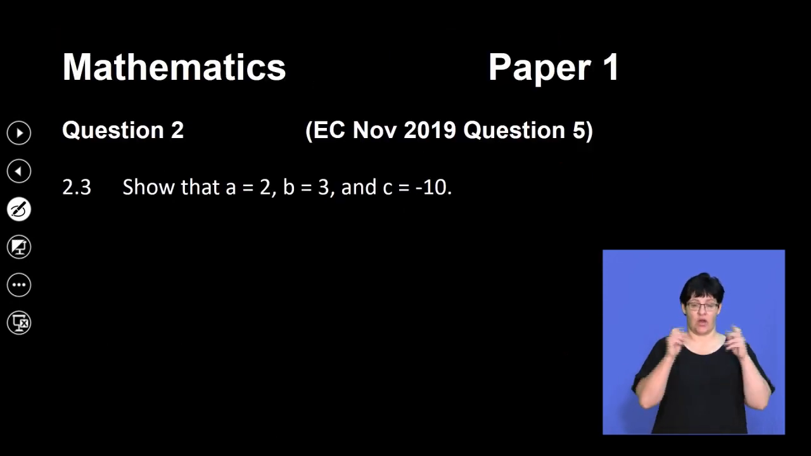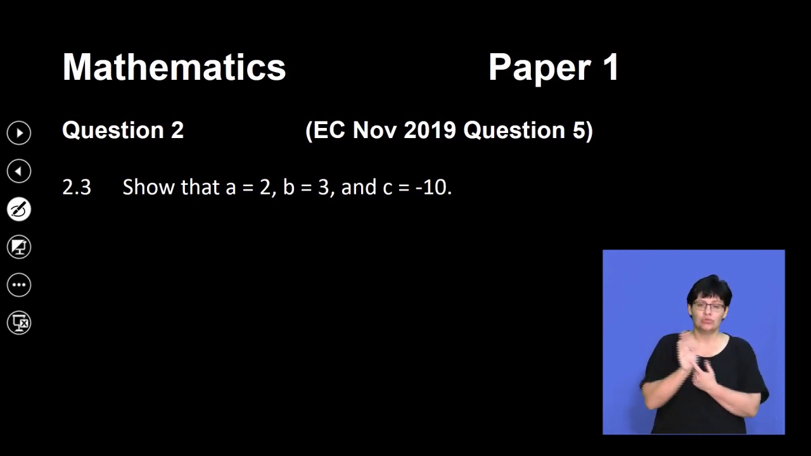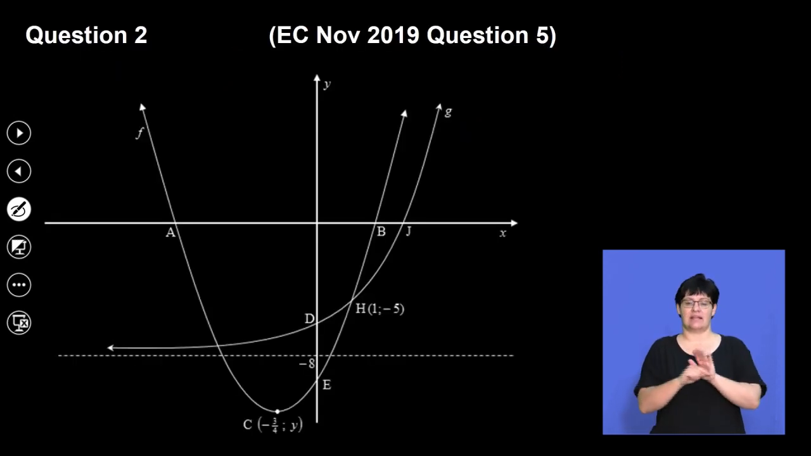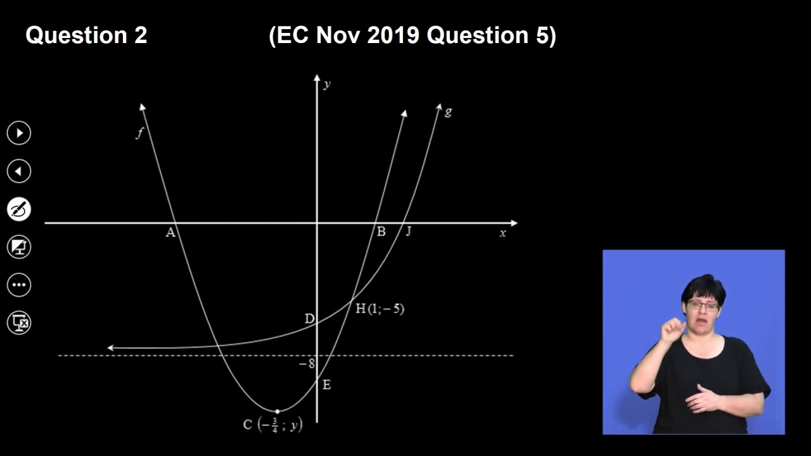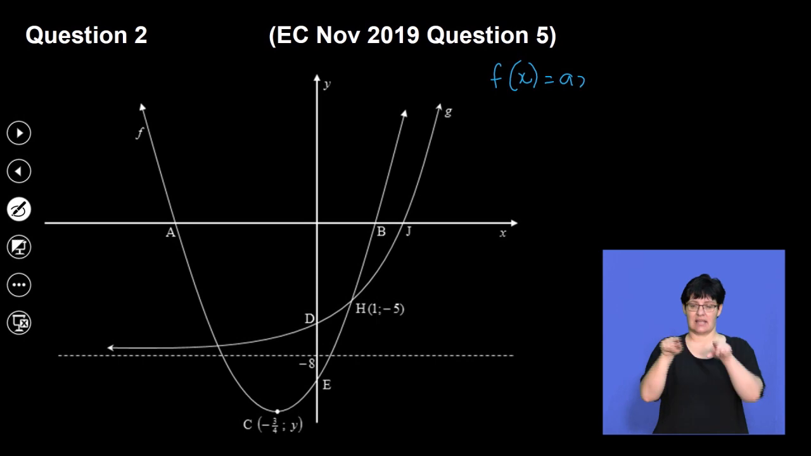Okay, so let's move on to question 2. Question 2 says, show that a is equal to 2, b is equal to 3, and c is equal to -10. So this is asking us to find the equation of the parabola effectively. So we're going to have to turn our attention to that quadratic curve. We know that f of x is equal to ax squared plus bx plus c, and we're being asked to calculate the value of a, b, and c.